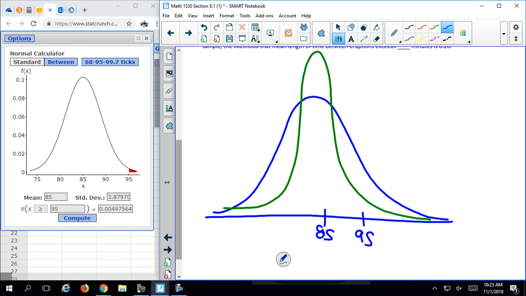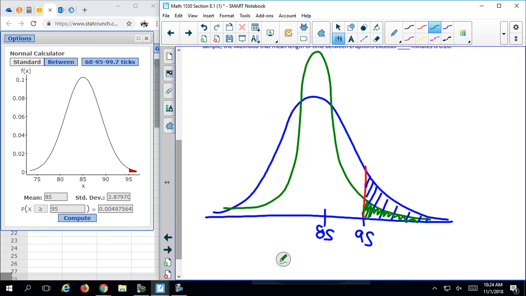Okay? So that is the area to the right. On A part, it was this area, and on B part, it's this area. You can see it's lower, right? Because that tail got smaller because our standard deviation changed. Right? Our standard deviation got smaller.